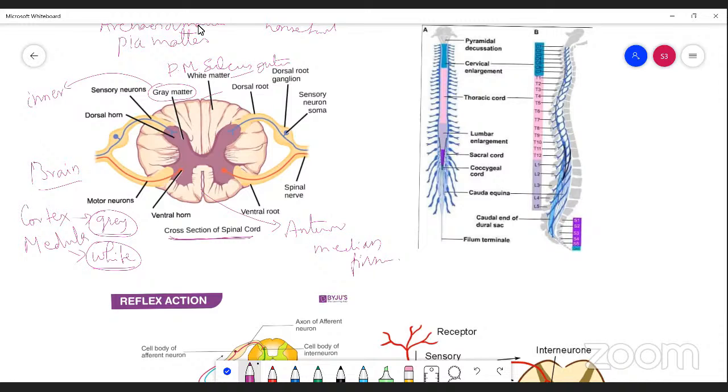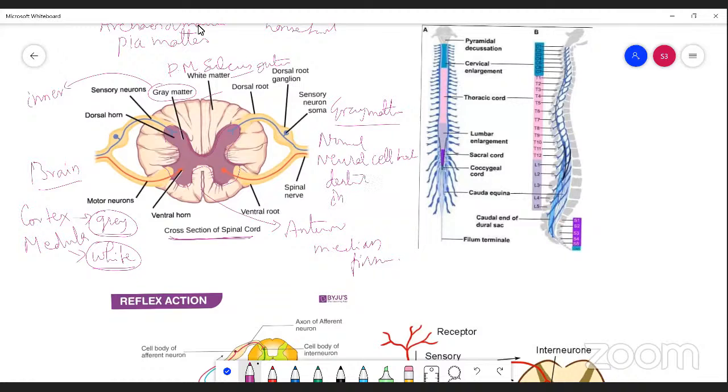So the spinal cord forms a butterfly-like structure. See this one, it shows the butterfly-like structure. The gray matter is present inside the spinal cord. The gray matter consists of neural cell bodies and dendrites.